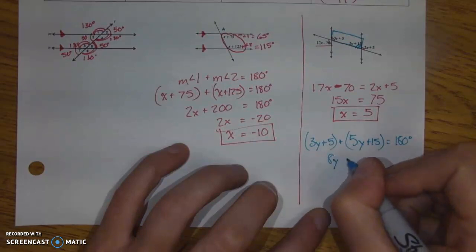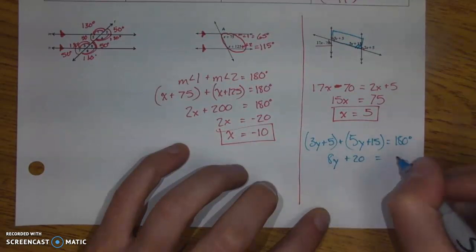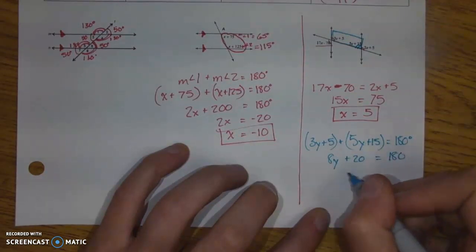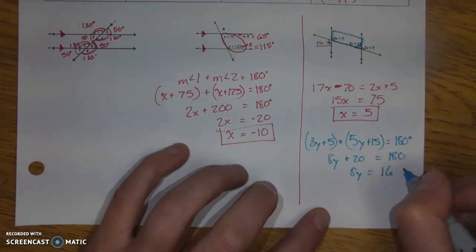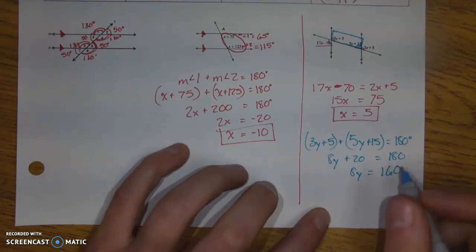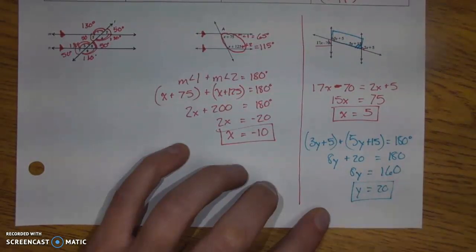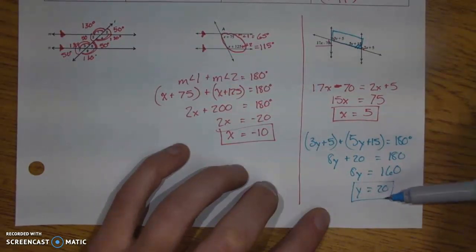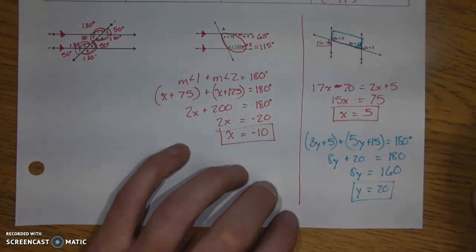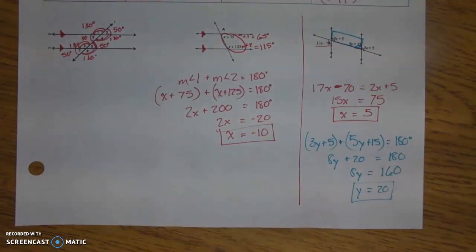That would give me 8y plus 20 is equal to 180. Getting y by itself would be 8y is equal to 160. And dividing by 8 tells me that y is equal to 20. And that would be a way to solve for it. Again, there are a couple ways you can get to these answers, and yours might be slightly different than mine. That's okay. Go ahead and explore and have some fun.